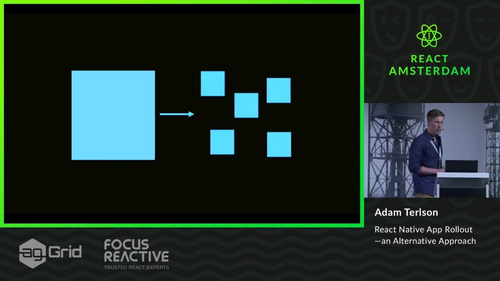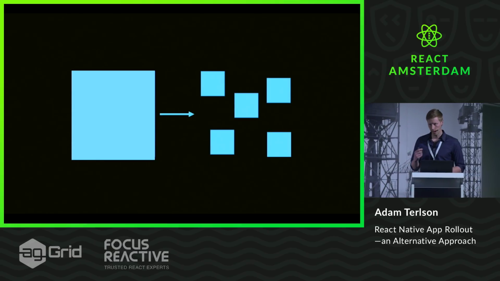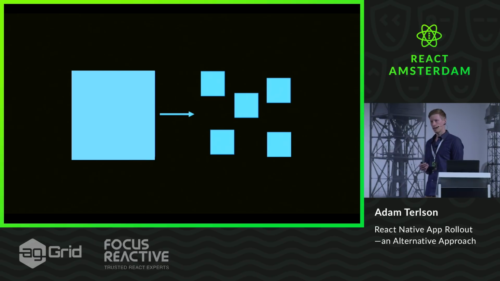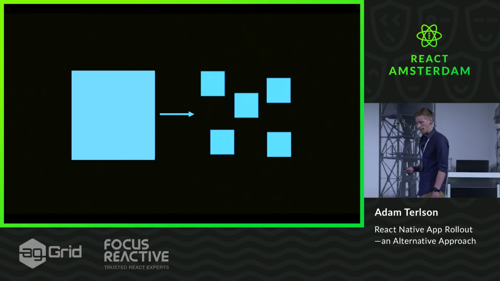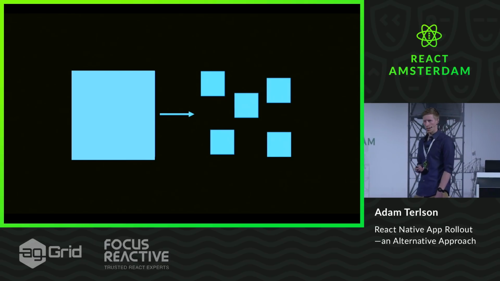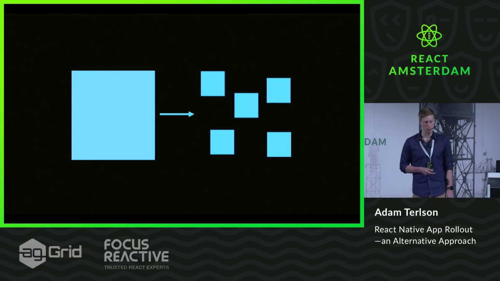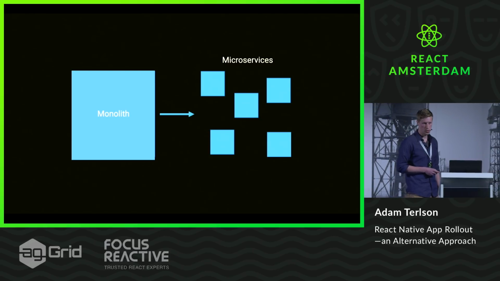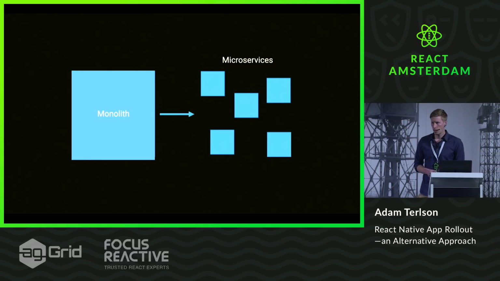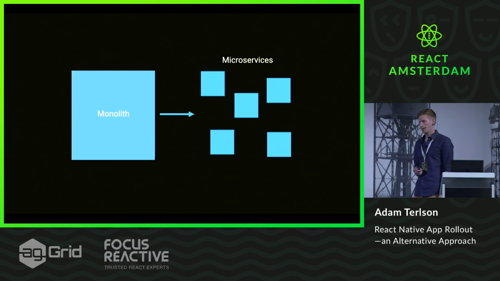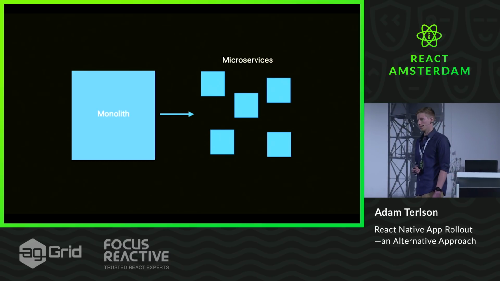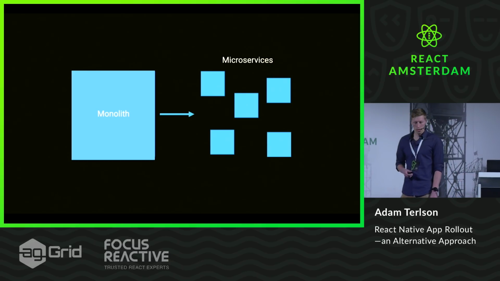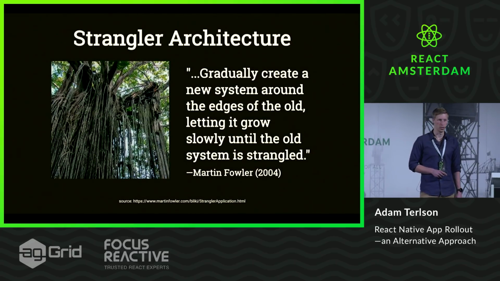So what if, instead of looking at this migration as taking place in a single step, we were to break it down into many smaller ones? Now this picture starts to remind me of something from my web development background, which is the migration from a monolith into microservices. Now this can be a very challenging migration, but thankfully there's several established patterns for achieving it. One such pattern is called the Strangler architecture.